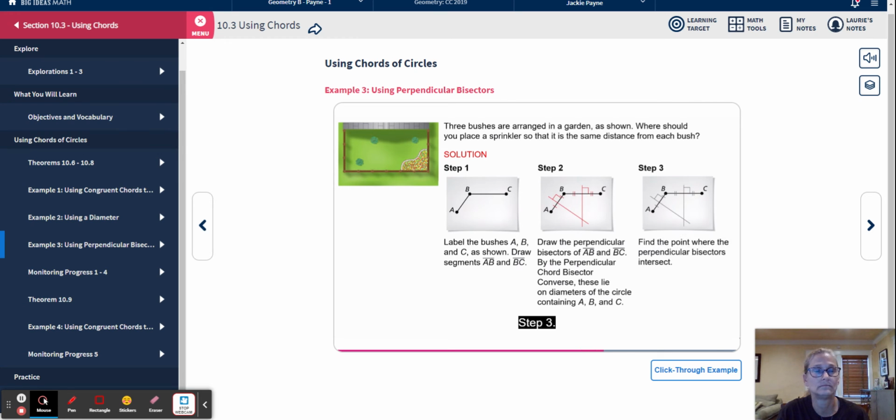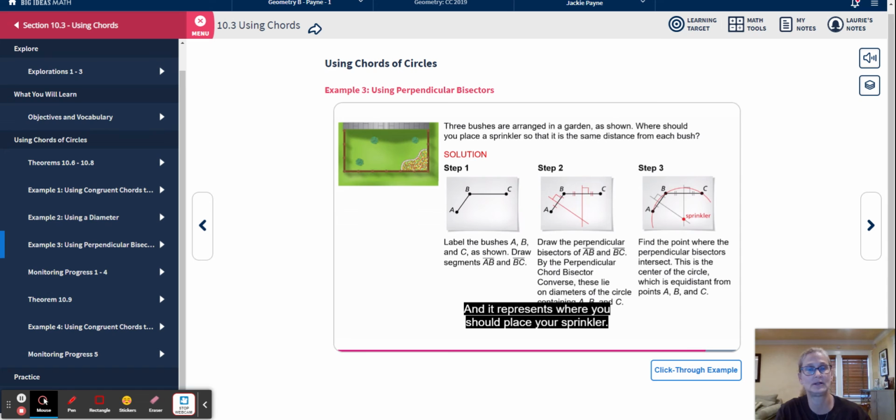Step 3. Find the point where the perpendicular bisectors intersect. This is the center of the circle, which is equidistant from points A, B, and C, and it represents where you should place your sprinkler.